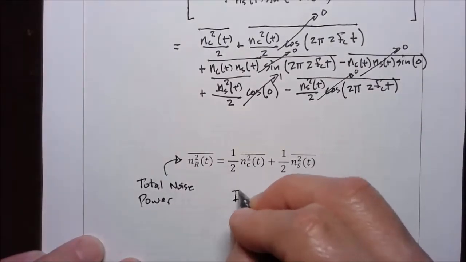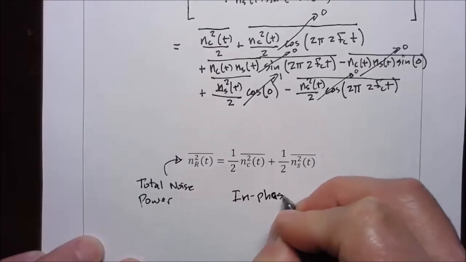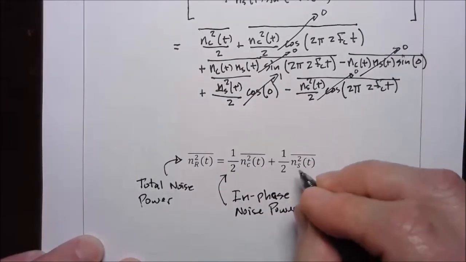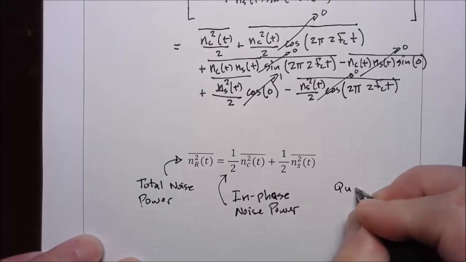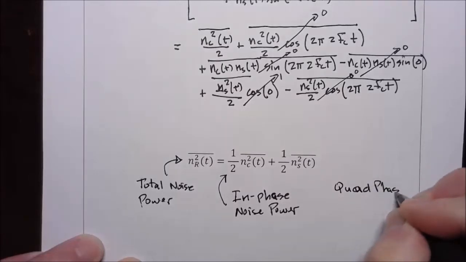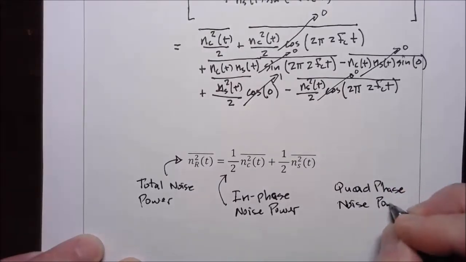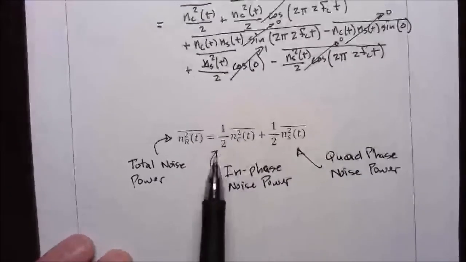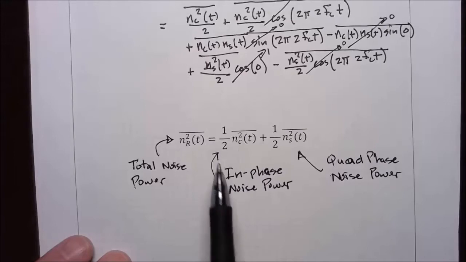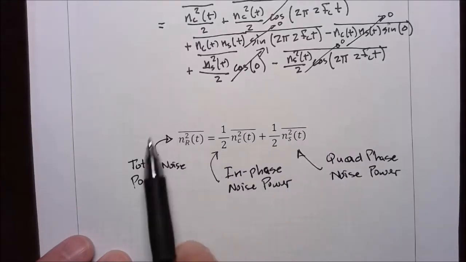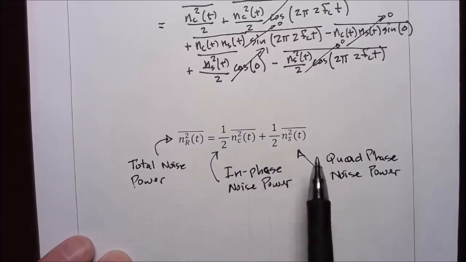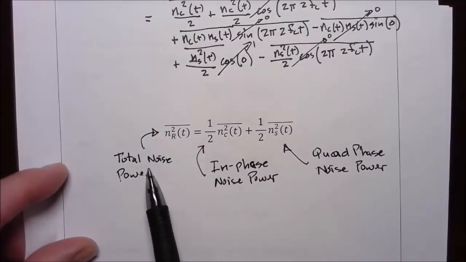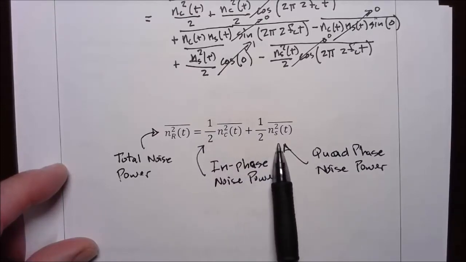This is the in-phase noise power, plus 1/2 NS squared of t is the quadrature phase noise power. So, and this makes sense. We are modeling the random noise as having an in-phase component and a quadrature component, and the total power would be the power in the in-phase component plus the power in the quadrature phase component. That all makes sense. So we've determined that the total noise power into the demodulator is equal to the in-phase noise power plus the quadrature phase noise power.